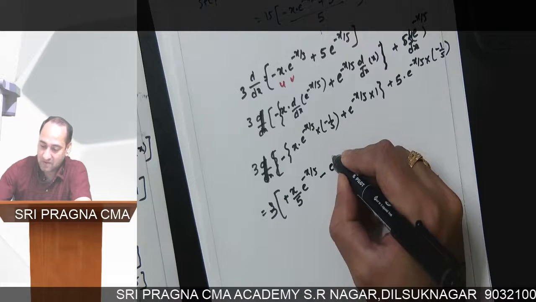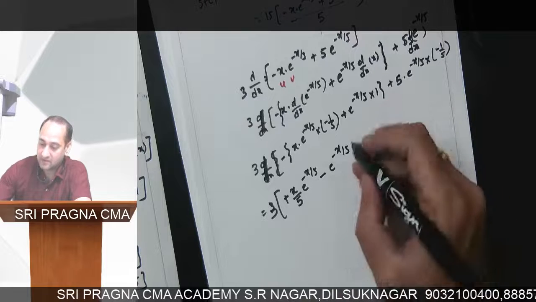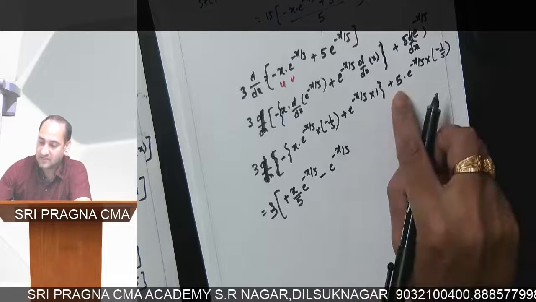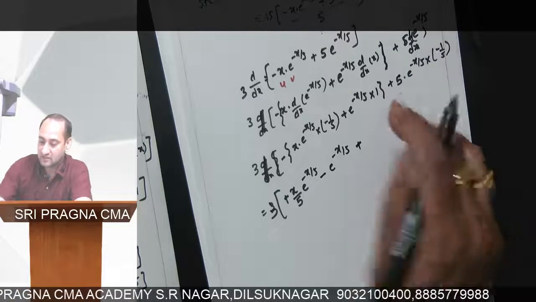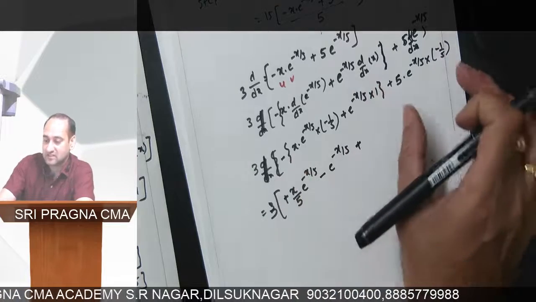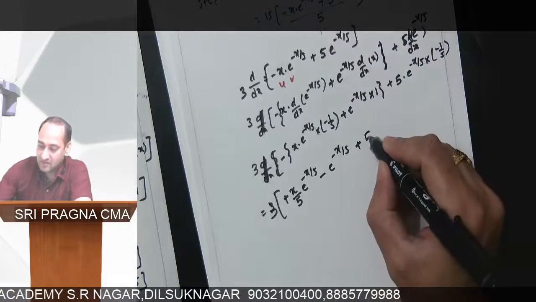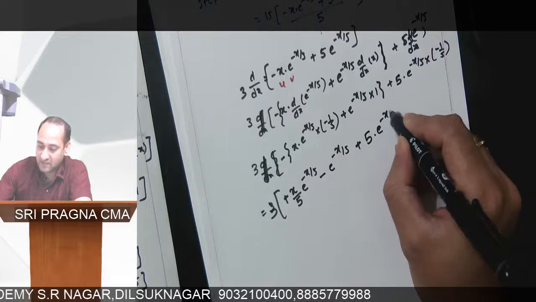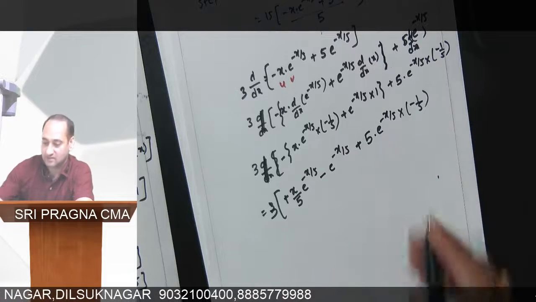Minus e to the power minus x by 5. Okay. Again, it will not be the minus. Now this is independent. Plus. This is related with the minus. This is independent. See this number. Right. So 5 e to the power minus x by 5. Now it is going to become minus. Yes. Good.